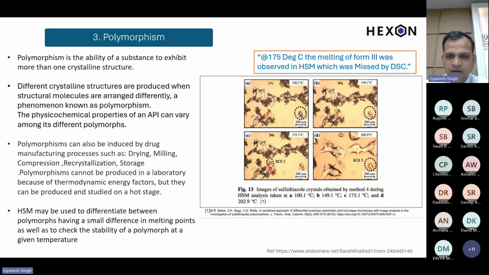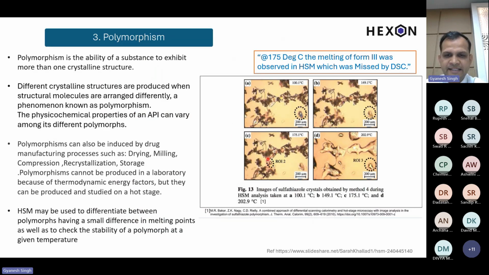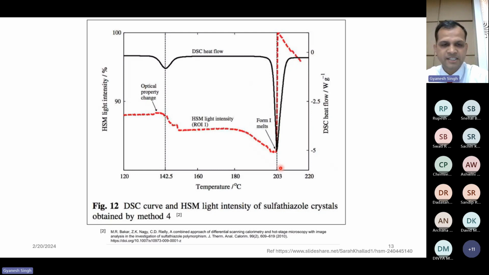So this particle, which started melting at 175, was not observed in DSC. If you look at the DSC data, there is no heat flow over here. So this is missed by DSC, while in hot stage microscopy, we can easily see that this has melted. Of course, if you have a video, we can run the video. We can read it back and forth to understand, or we can focus on a specific region to understand the effect of heat and different transition temperatures, which may be missed by DSC and TGA, DSC specifically.